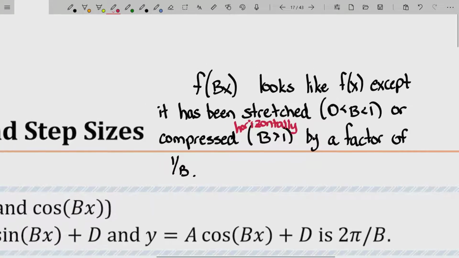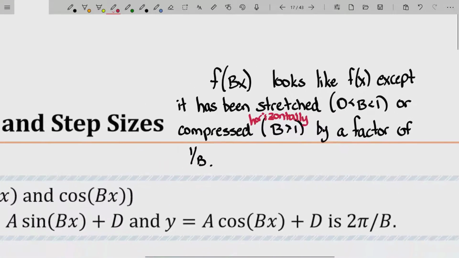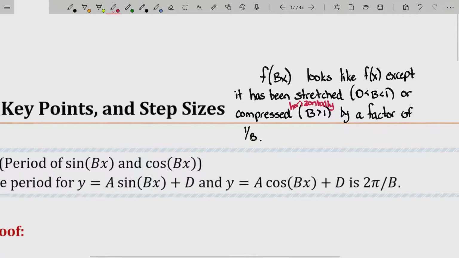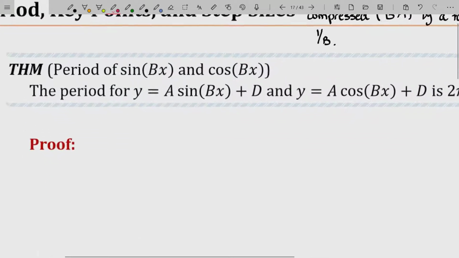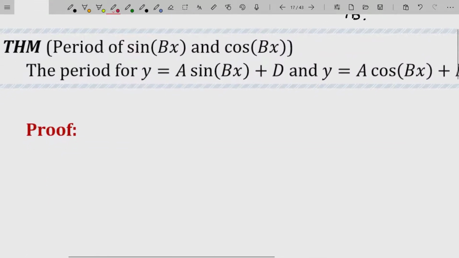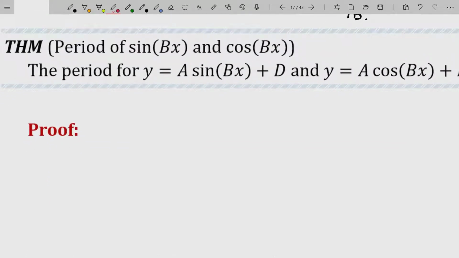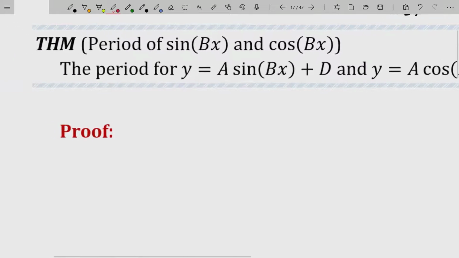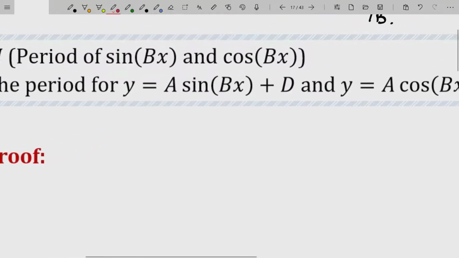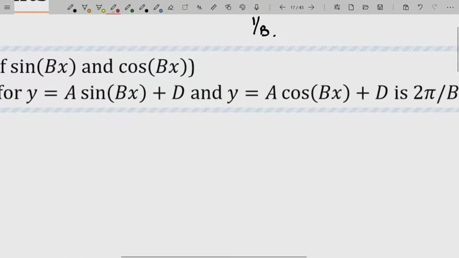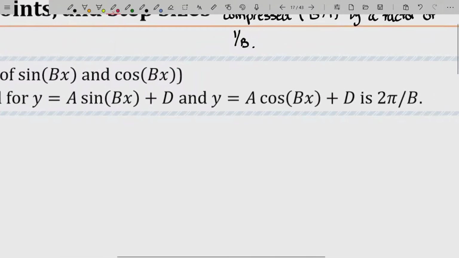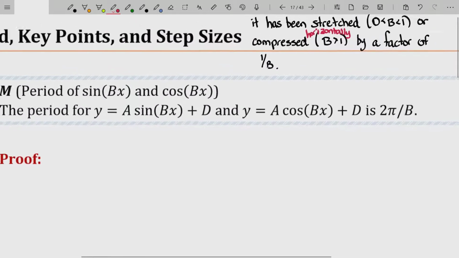When you're dealing with trigonometric functions, however, it's much easier to do this using a different method. So let's go ahead and explore that here. The period of sine of bx and the cosine of bx. Well, let's see. The period for y equals a sine of bx plus d and y equals a cosine of bx plus d is 2 pi over b.